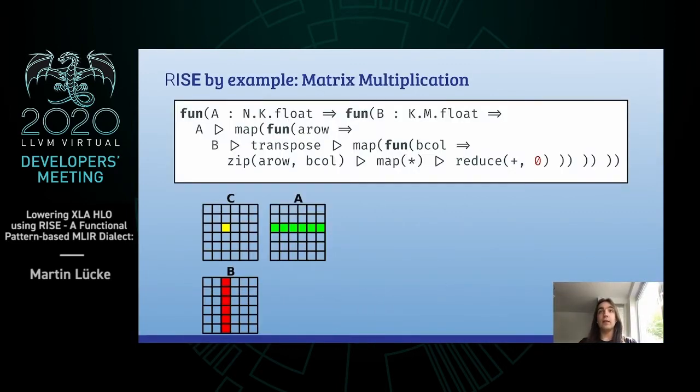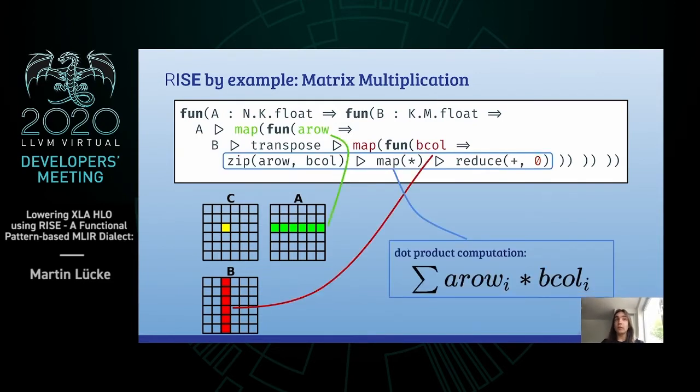So here we have the example of a matrix-matrix multiplication, and to compute the yellow output element of matrix C, we perform a dot product of all the values, the green values in the row of A and all the red values in the column of B. This means to compute the full matrix multiplication, we have to compute the dot product for all rows in A with all the corresponding columns of B. And when we look at the RISE program above, we see that this is exactly how this program is written.